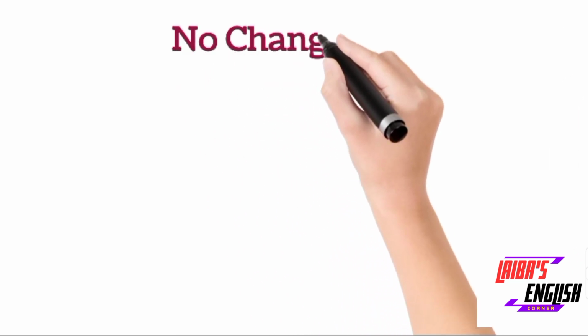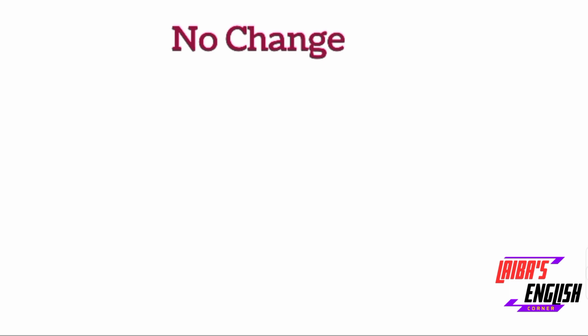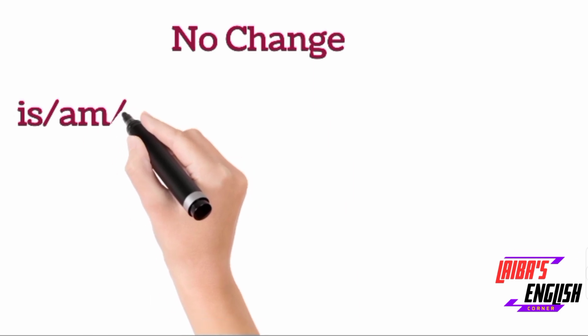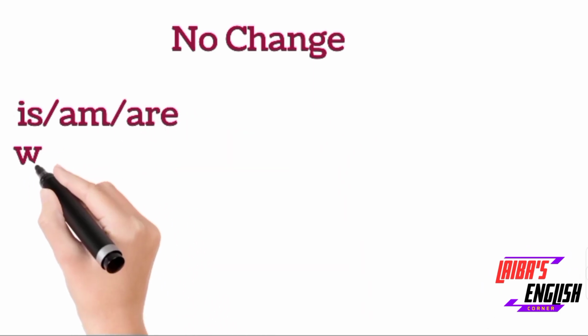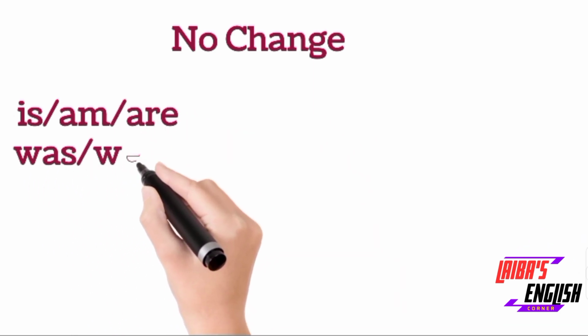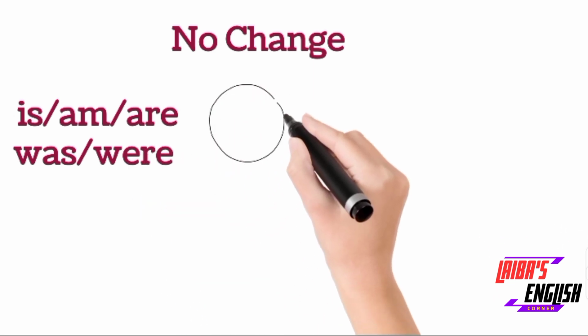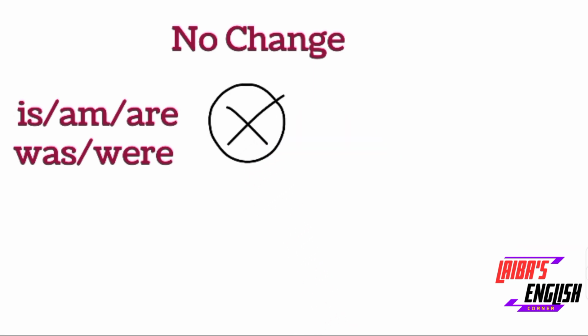So now we will see where we don't have to change anything. Whenever there is is, am, are or was and were in a sentence, we don't need to change anything. Whenever these helping verbs are used, we don't need to change anything in a sentence.